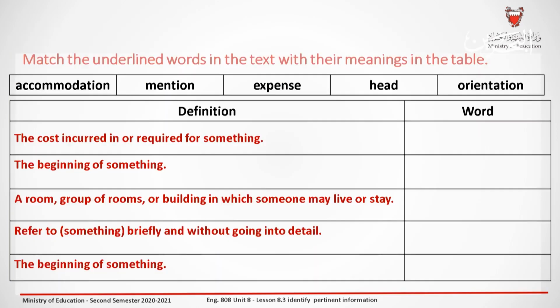Match the underlined words in the text with their meanings in the table. You have 5 words. The first word is accommodation. The second word is mention. The third word is expense. The fourth word is head. And the last word is orientation.